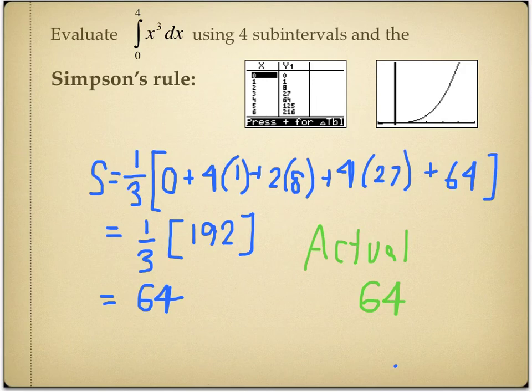In fact, it was exactly the integral. It doesn't always happen that way, but by and large you would expect that Simpson's rule may be a little bit more accurate than the trapezoidal rule. Again, that's given that we have the same number of intervals and things like that.